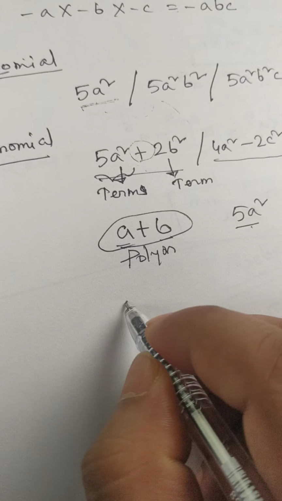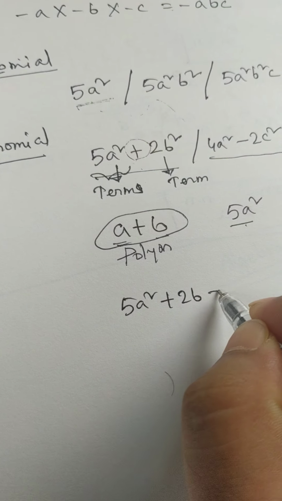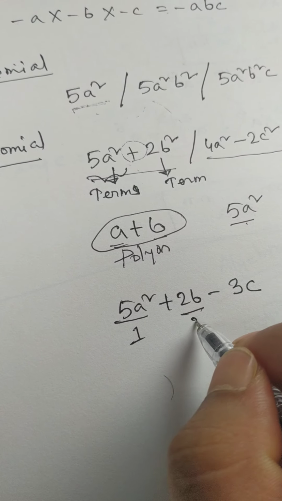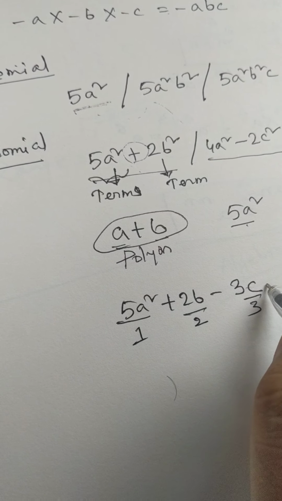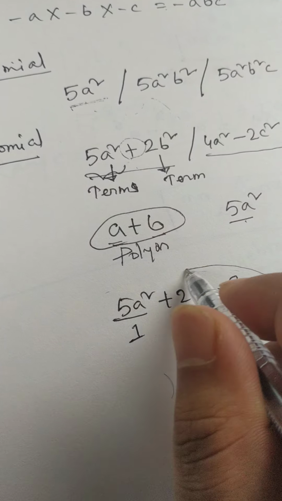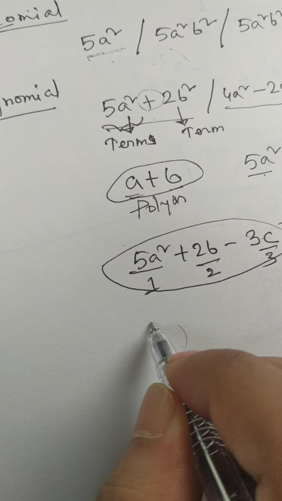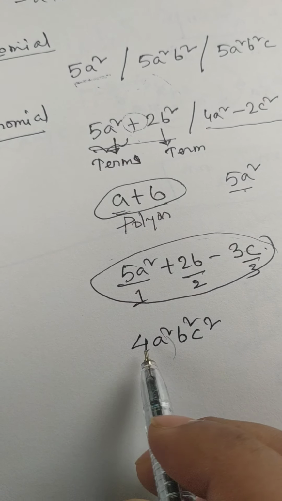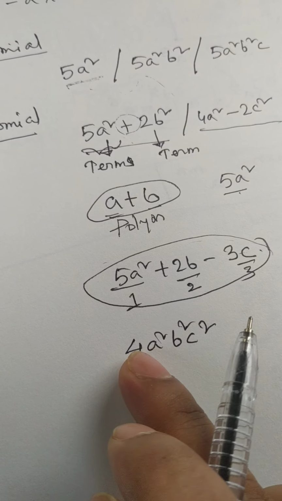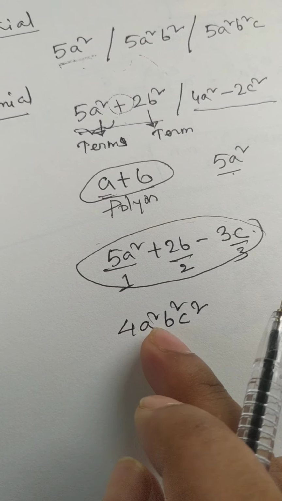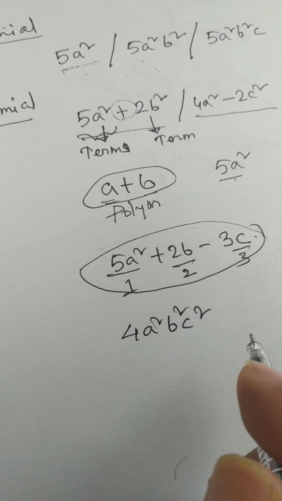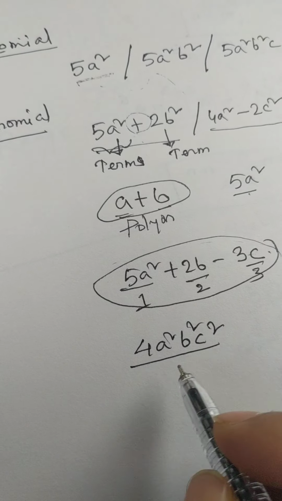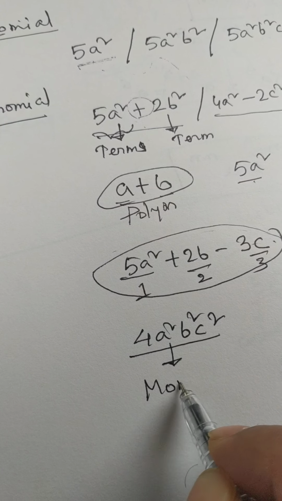Let me give you another example, 5a square plus 2b minus 3c. How many terms are over here? 1, 2, 3. So there are three terms, and this is also an example of a polynomial. But in a monomial, you will always see something like 4a square, b square, c square. It might be this big, but these three algebraic expressions are in a multiple form. They are not separated by a plus or a minus. So this can be considered as a whole as only one term. For this reason we can call it a monomial.